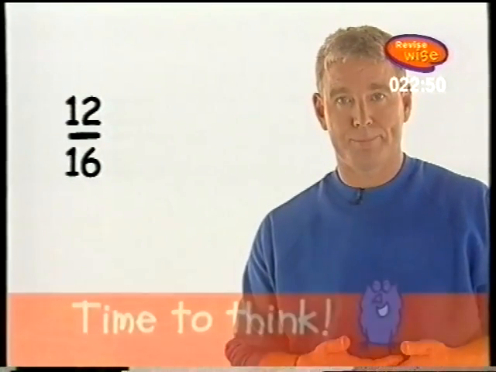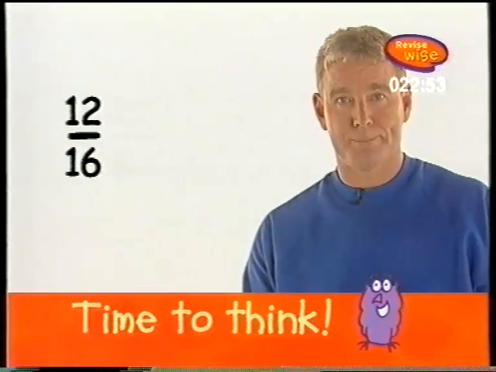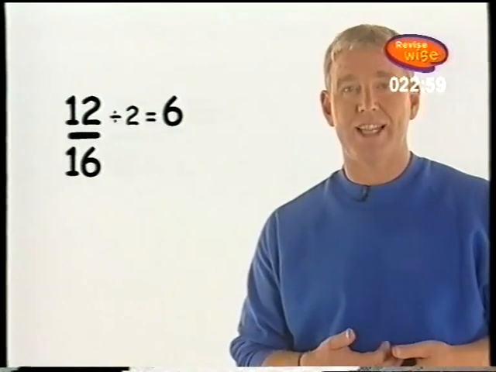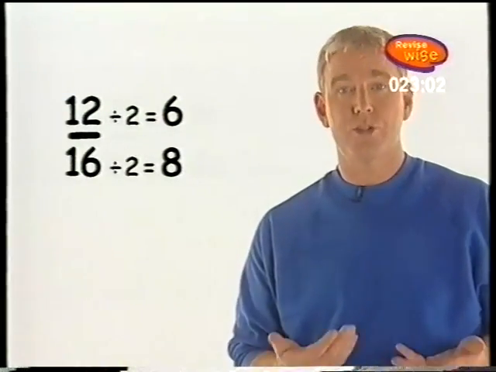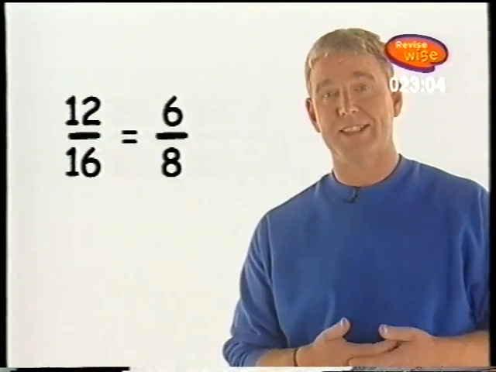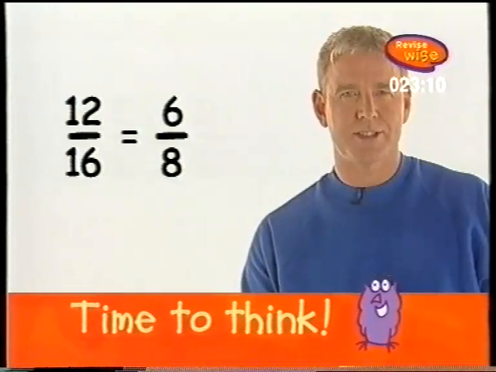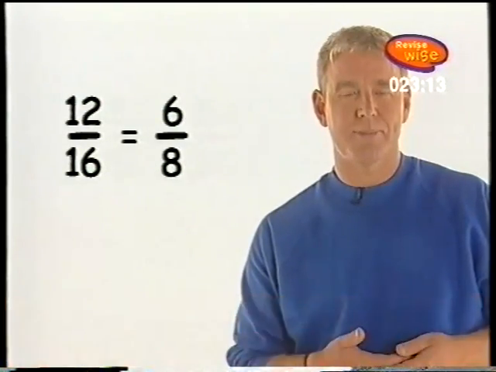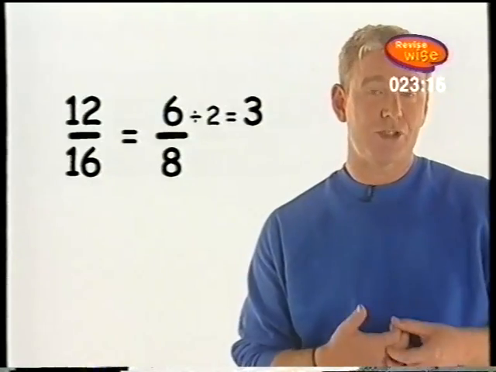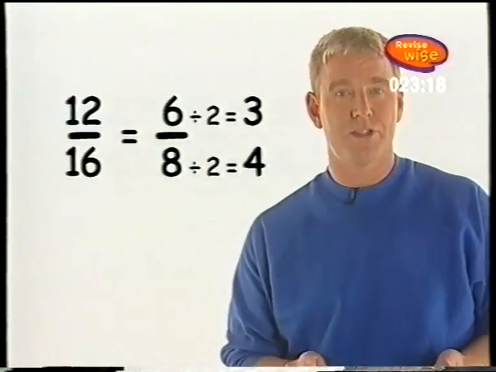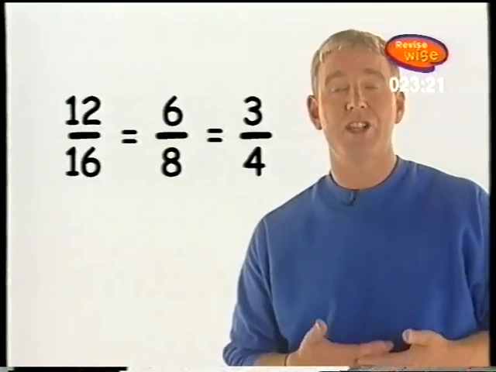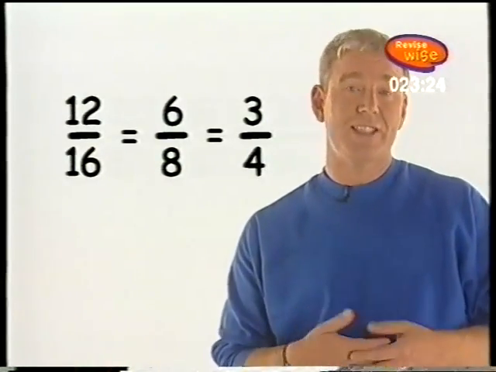Let's simplify 12/16. What number can we divide both the numerator and the denominator by? Try 2. 2 into 12 is 6, and 2 into 16 is 8. So 12/16 simplifies to 6/8. Can we simplify further than this? Try 2 again. 2 into 6 is 3, and 2 into 8 is 4. So 12/16 simplifies to 3/4. And that's as far as we can go.